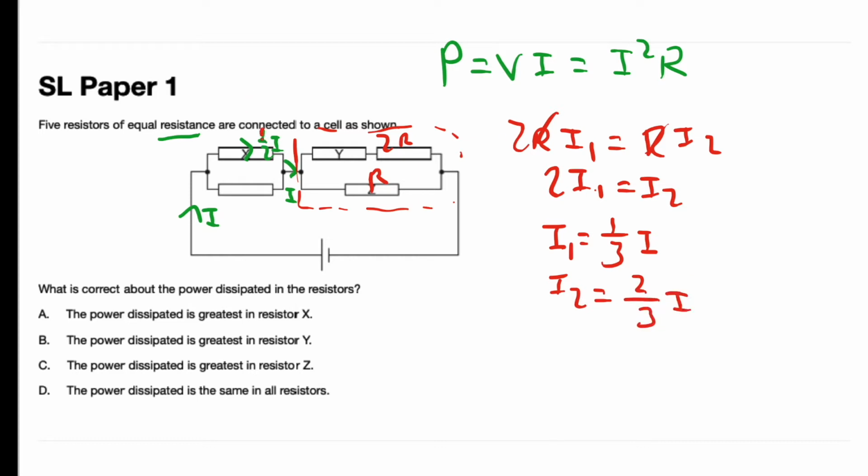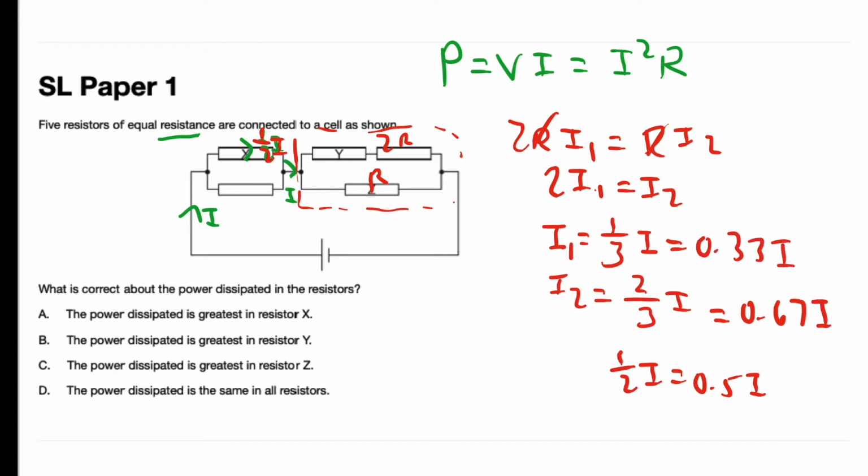And here has a half I, which is equal to 0.5I. This is equal to 0.67I. This is equal to 0.33I. So here has the greatest current, which is for resistor Z. So C is the correct option.